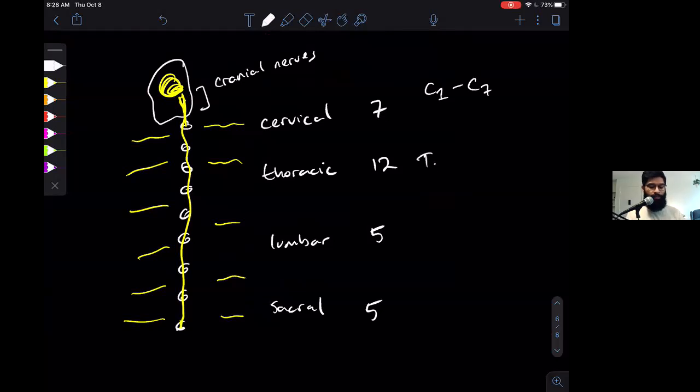All right, so then you're going to have T1 through T12, you're going to have L1 through L5, and then you're going to have S1 through S5. And not all of S1 through S5 are true vertebrae. They're not just hanging around there. Some of them are fused. And depending on if you've had spinal surgery before, maybe you have other vertebrae that are also fused. But anyway, so these are all the spinal segments.